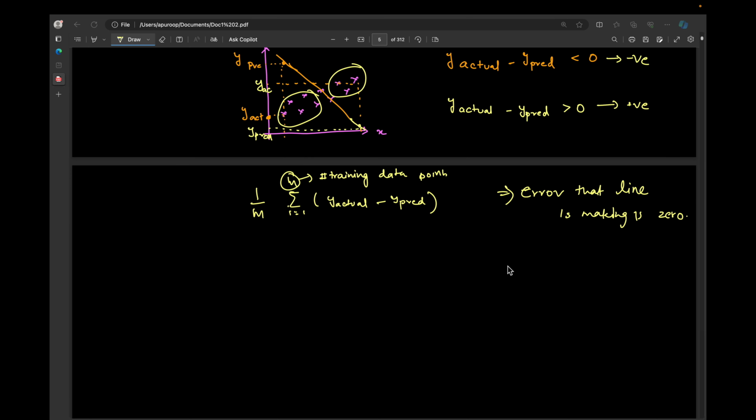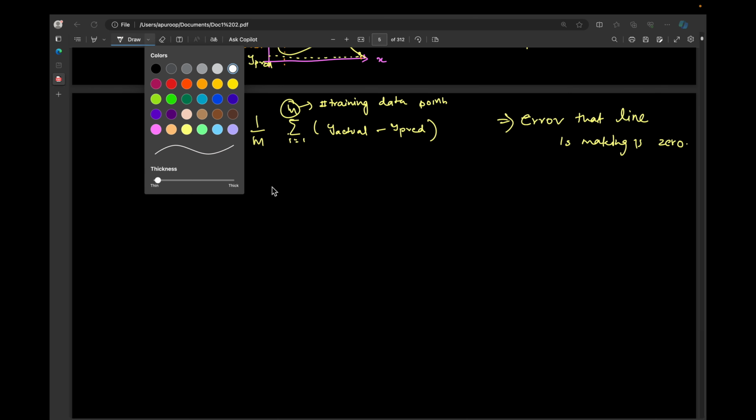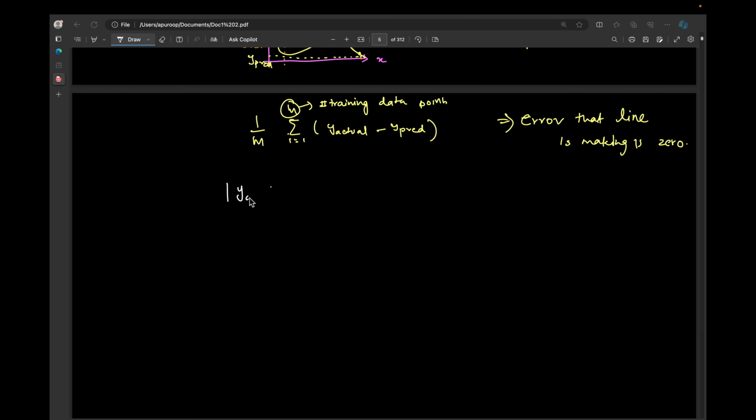What we can do is adjust our loss function in such a way that everything is positive. That is, the absolute value of y actual minus y predicted. So we can adjust our loss like this. This is called mean absolute error. There is some small problem with this. The problem is it can't be differentiable. If you are taking some absolute value, it can't be differentiable. That is the first problem.